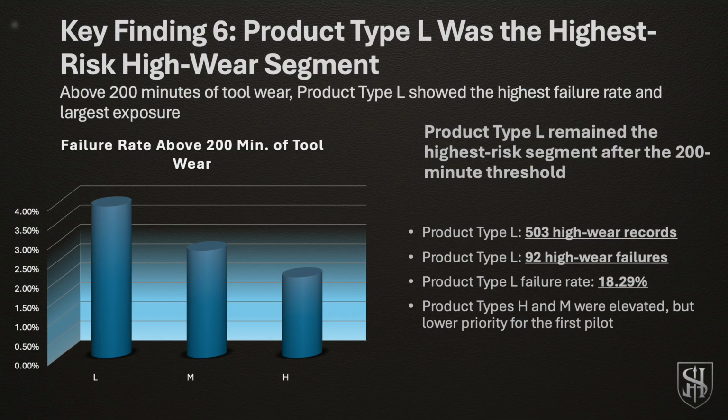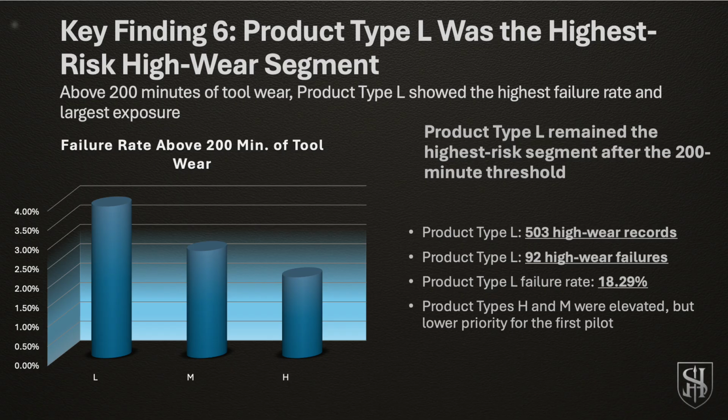Product type H also showed elevated risk, with 75 high wear records, 8 failures, and a failure rate of 10.67%. Product type M had 223 high wear records, 23 failures, and a failure rate of 10.31%. All three product types showed increased risk above the 200-minute threshold. However, product type L stands out because it had both the highest failure rate and the largest number of high wear records. That means product type L combines higher risk with greater exposure.